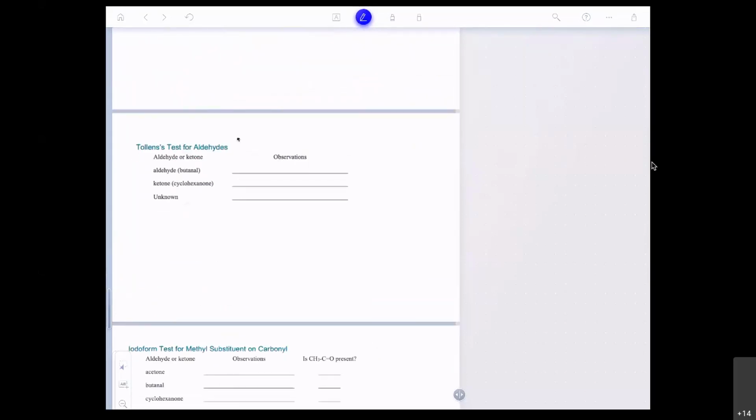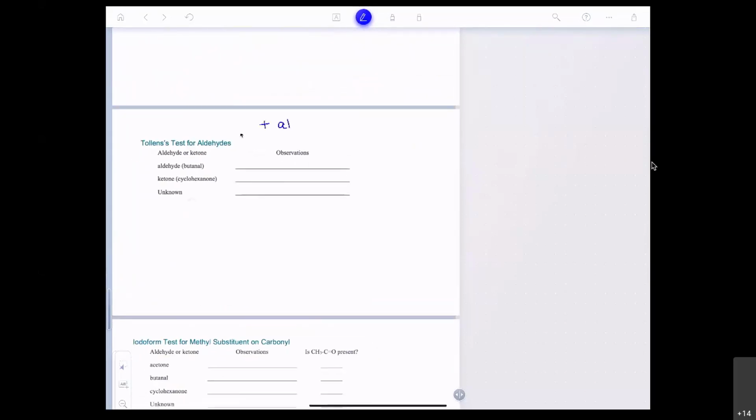Tollens test, positive for aldehydes, negative for ketones. Positive test is a formation of a silver mirror. It'll coat the inside walls, okay?